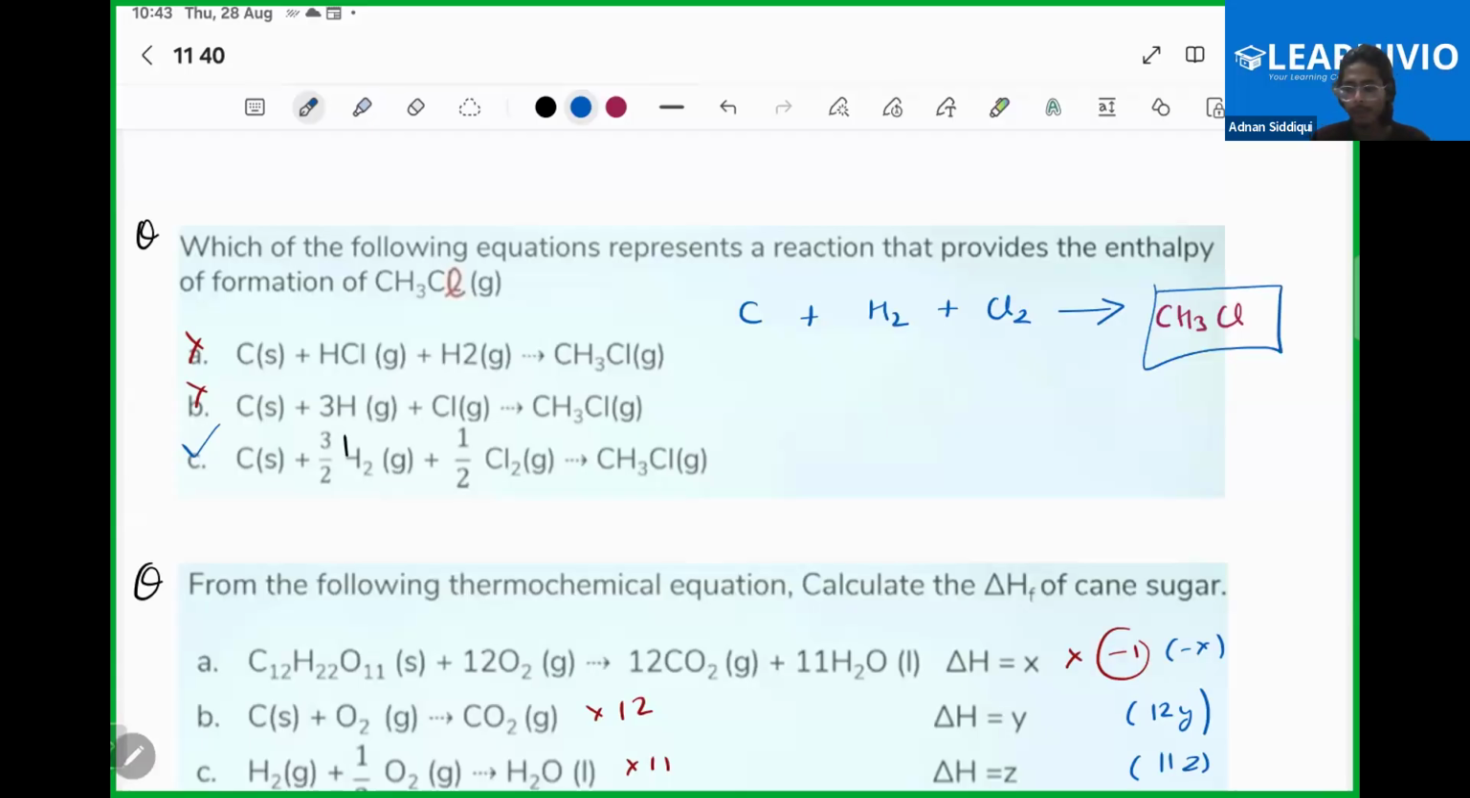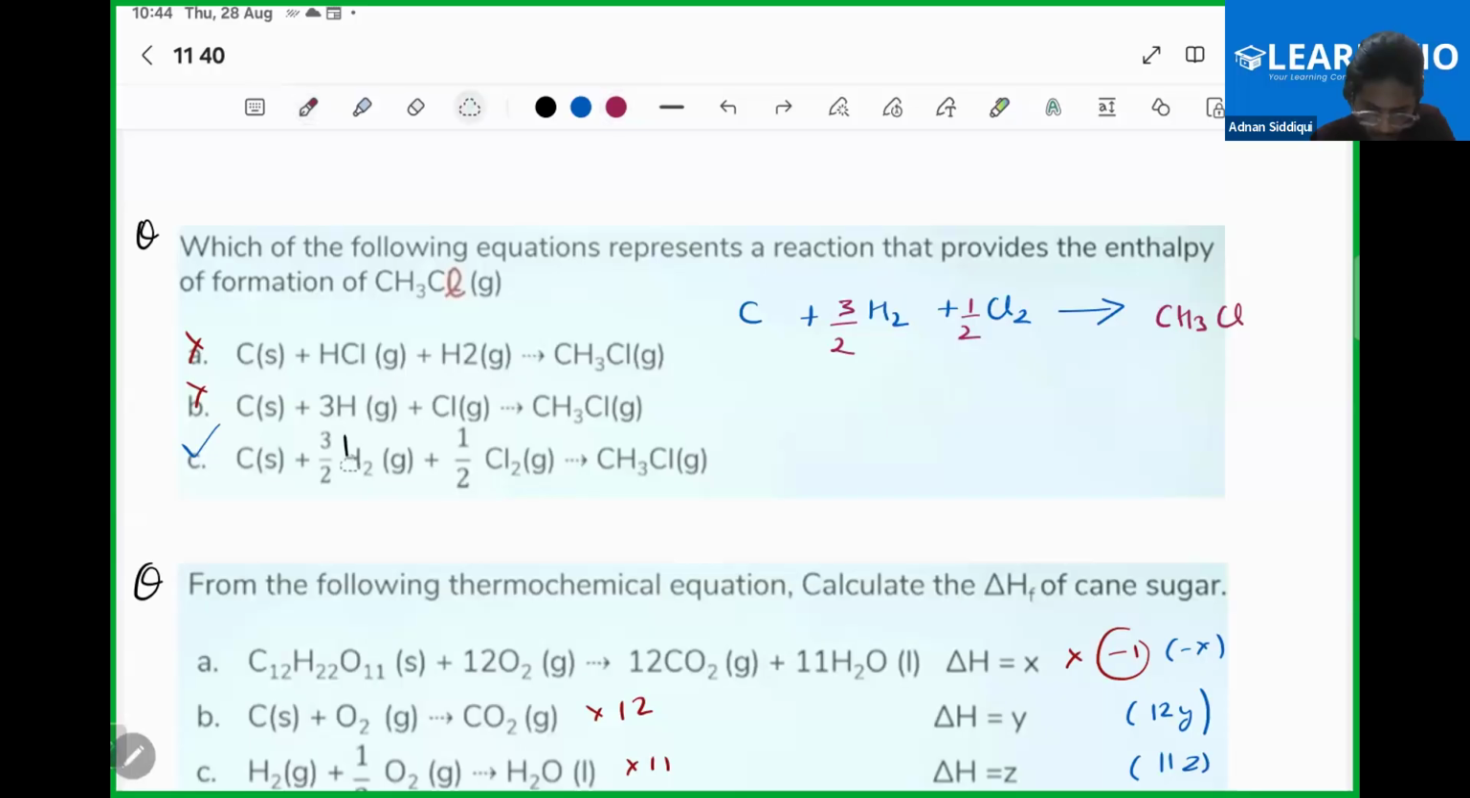So I will balance it. Here I have 1 Cl and here I have 2, so I will multiply by 1/2. Here I have 3 H2, but here I have 2, so I will multiply it by 3/2. Why? Because like this, I will get 3 hydrogen. Is it clear? So out of these three options, which one is correct?